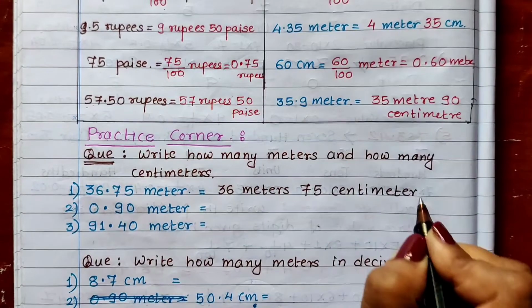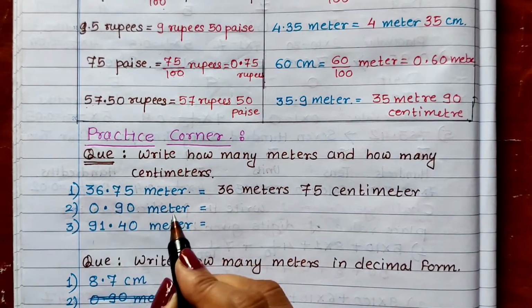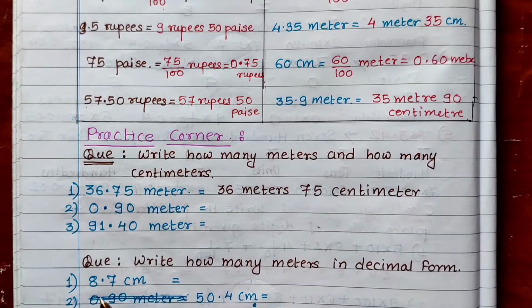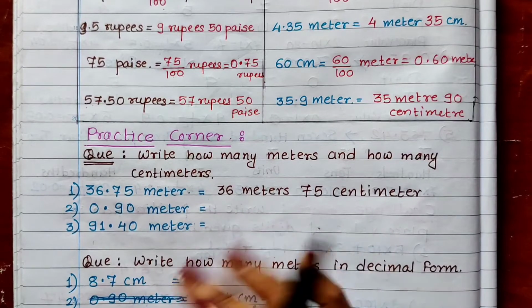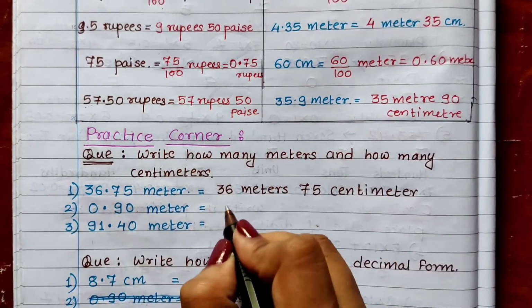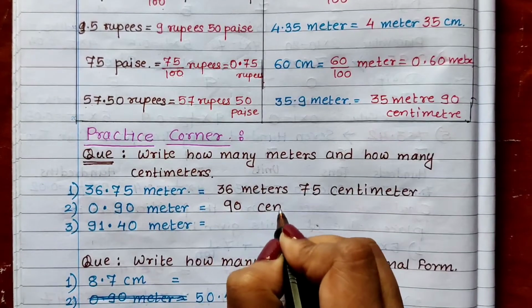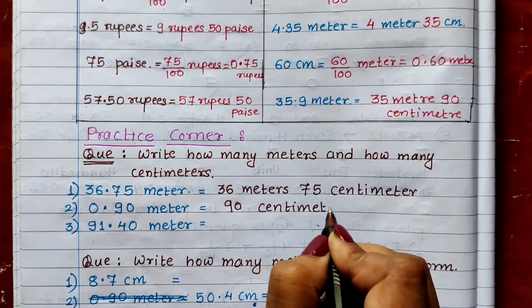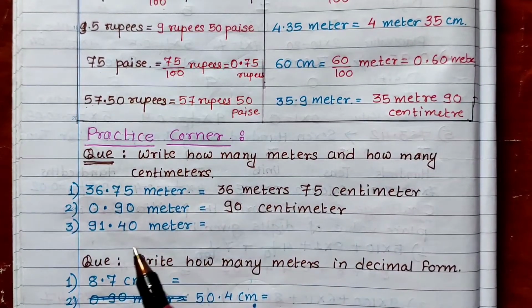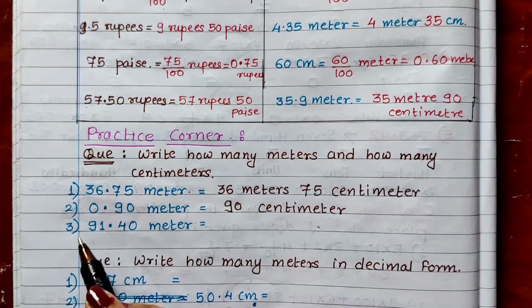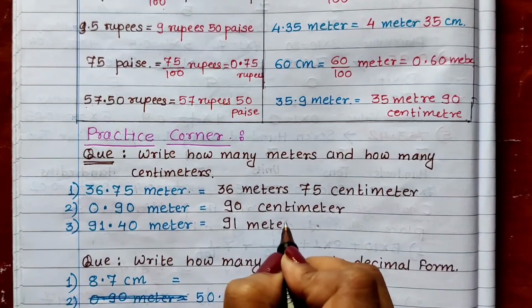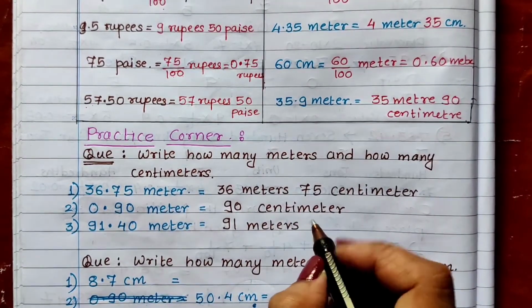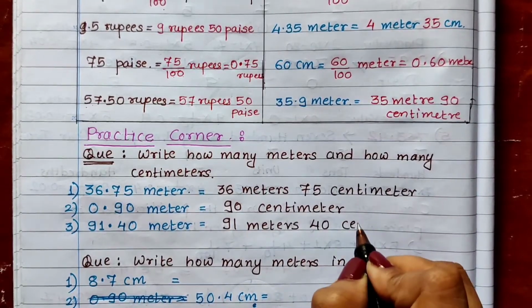Very easy. Okay. Now 0.90 meter. On the left hand side 0 is there. So left hand side, as I have told you, meters are there, but 0 is there, so we don't require to write the meter. Directly we will be writing the centimeter. 90 centimeter. Okay, next is 91.40 meter. So 91 is on the left hand side, so it is 91 meters, and 40 is on the right hand side of decimal point, that's why 40 centimeter.